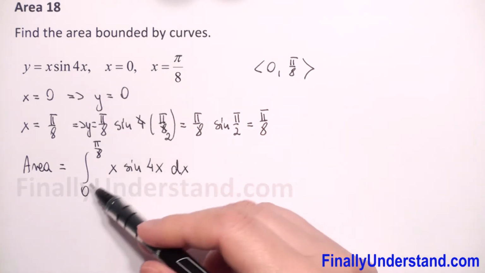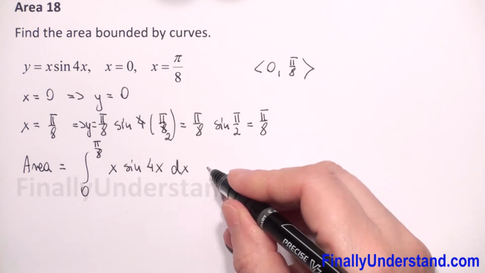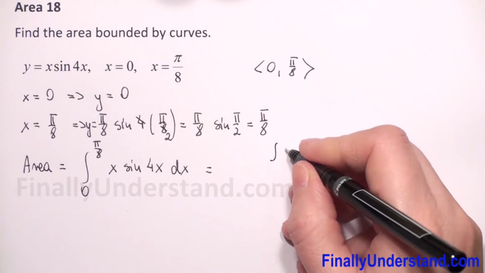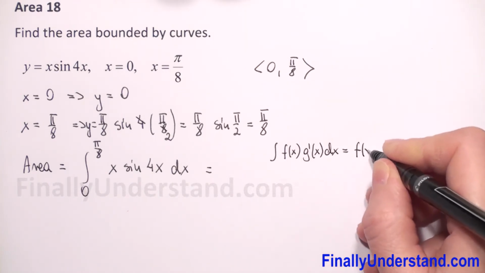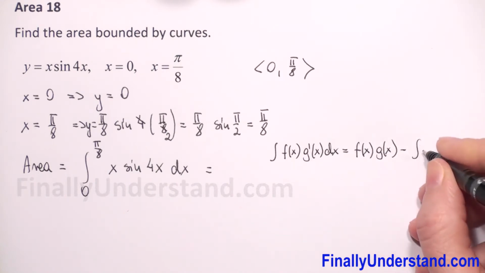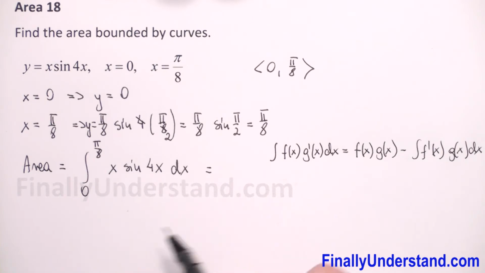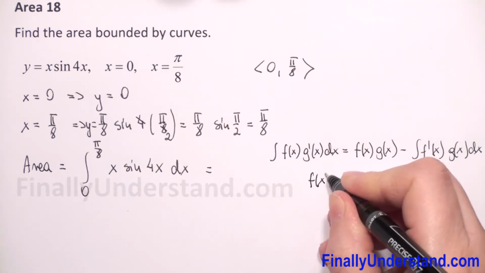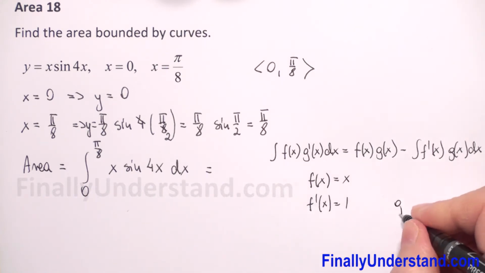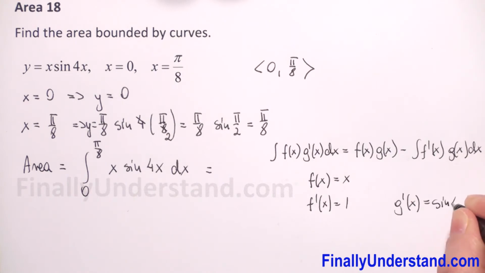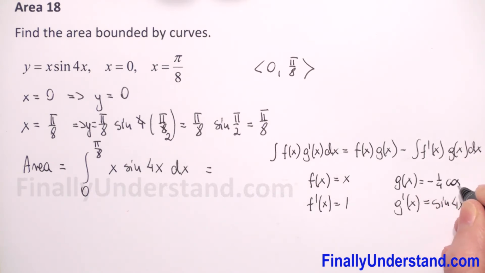with respect to x. To solve this integral, we will use the integration by parts formula. Let me remind you, when we have the integral of f of x times g prime of x with respect to x, this is equal to f of x times g of x minus the integral of f prime of x times g of x dx. Because we want to reduce x, I will put that f of x is equal to x. So f prime of x will be 1. And what is left is our g prime of x is equal to sine of 4x. So g of x will be equal to negative 1 over 4 cosine 4x.